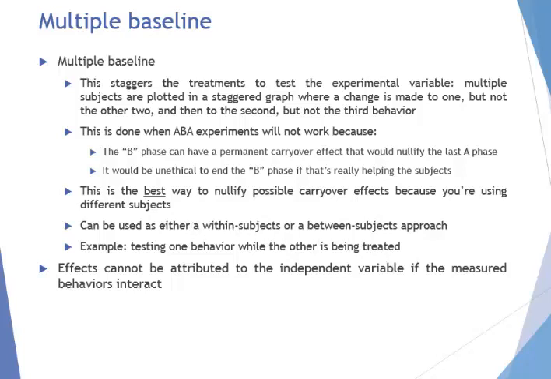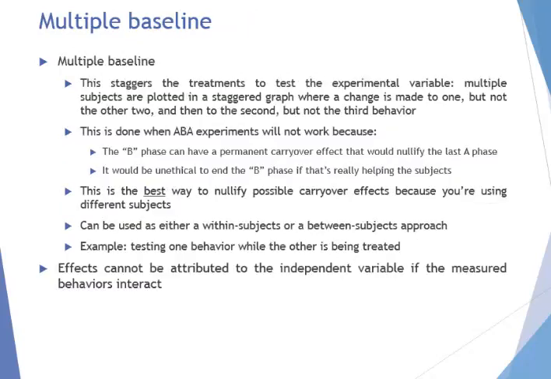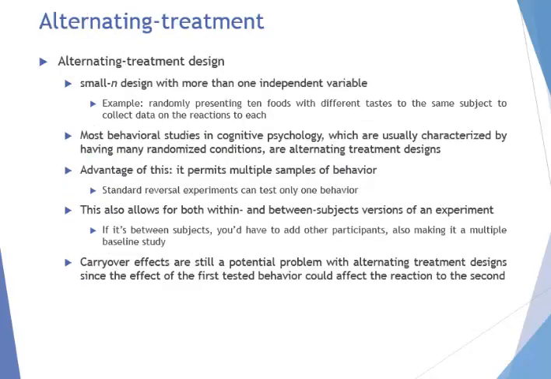Even if you cannot do an ABA experiment, which generally speaking would be a good way to do it, multiple baseline can also work. We can also do alternating treatment, which is really similar to multiple baseline within subject variable.